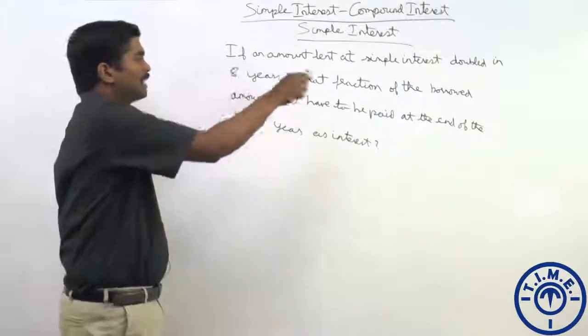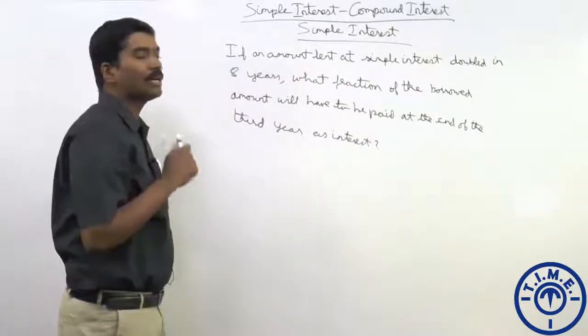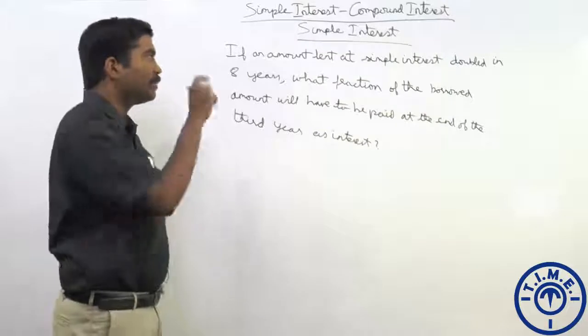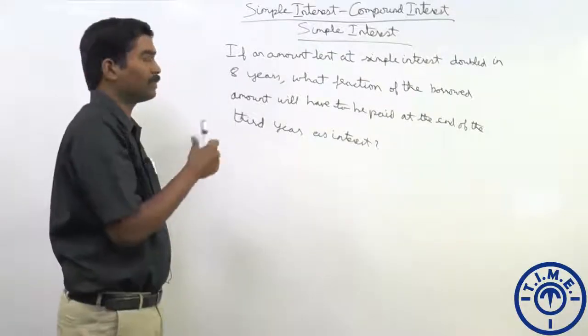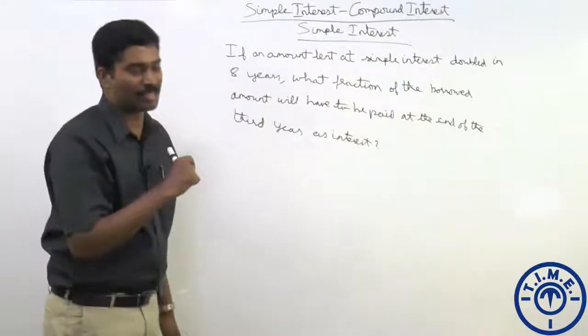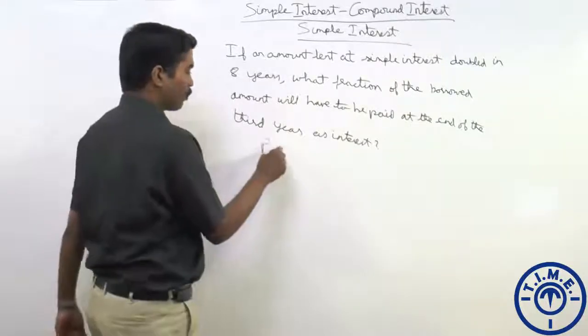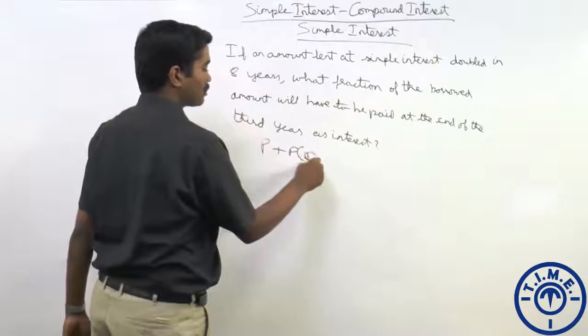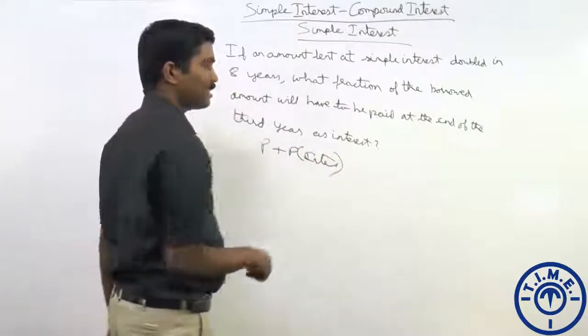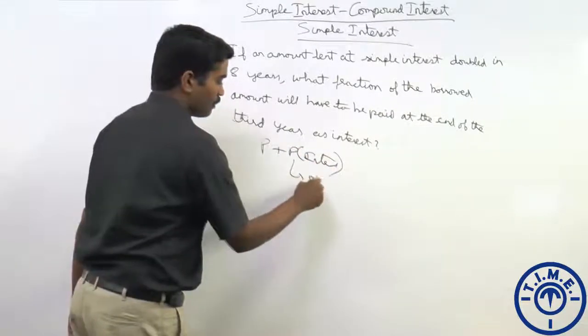So, in 8 years, my loan amount doubles. What does it mean? P is the amount that I borrowed, the principal doubles in 8 years, which means P becomes 2P, which means to the P that I borrowed, I am adding P as interest, and that happens in 8 years.